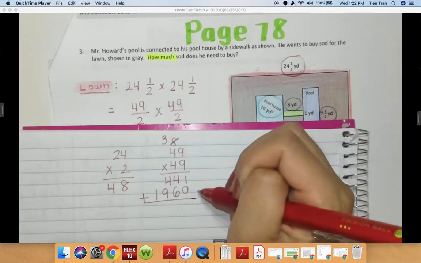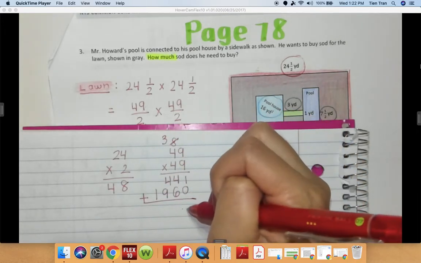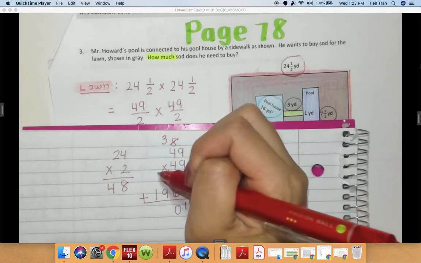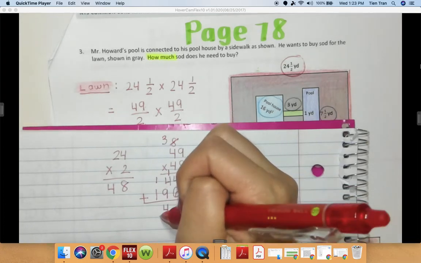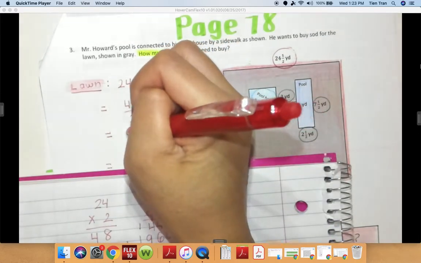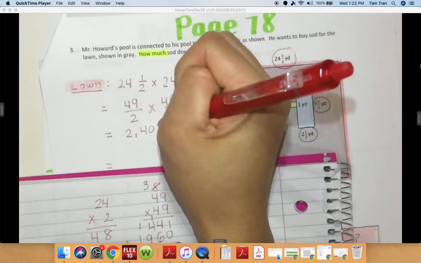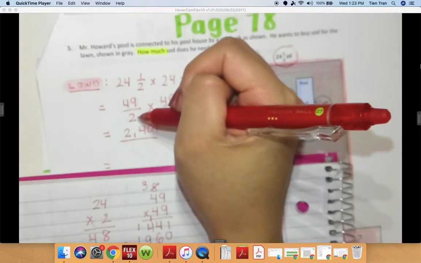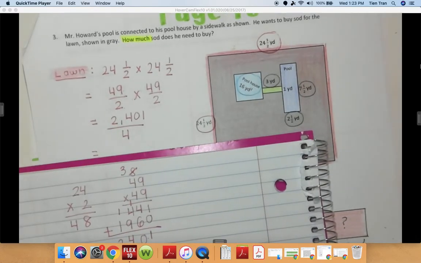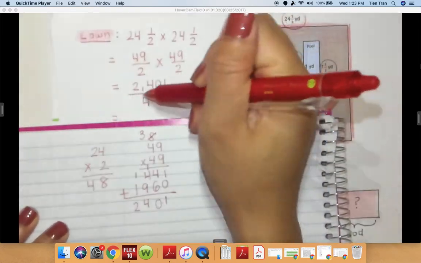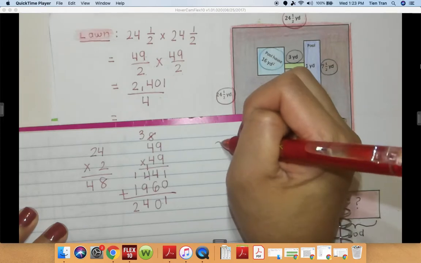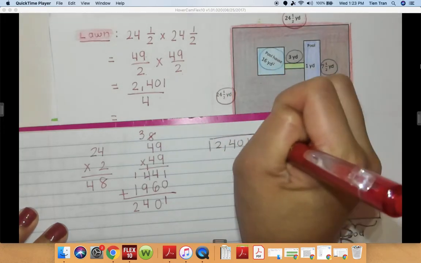I'm going to add all of my numbers together. 1 plus 0 is 1. 6 plus 4 is 10. 9 plus 4 is 13. Plus 1 is 14. 1 plus 1 is equal to 2. So I get 2,401 for my numerator. Now my denominator, I'm going to multiply 2 times 2, which gives me 4. Now that I have those numbers, I'm going to divide. Remember I told you that this bar is a division bar. So 2,401 divided by 4.